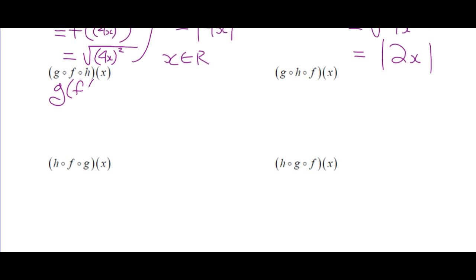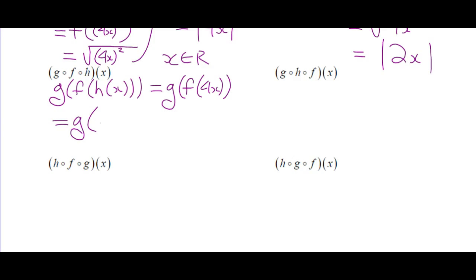g of f of h of x. What's h? Take x. So remember, this is my input to h, which is x, and then h says multiply it by 4. So we get 4x. What does f say to do that? So it's equal to g of what? Take the square root of 4x.